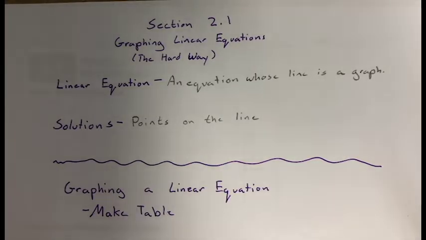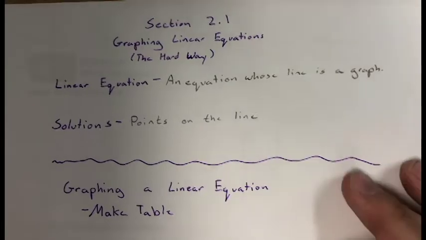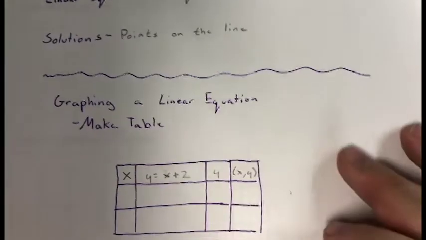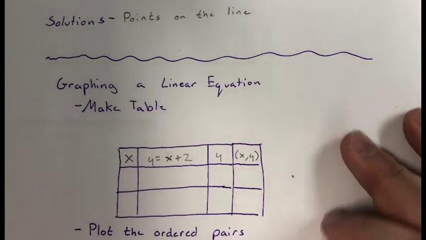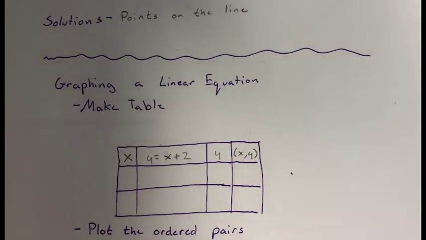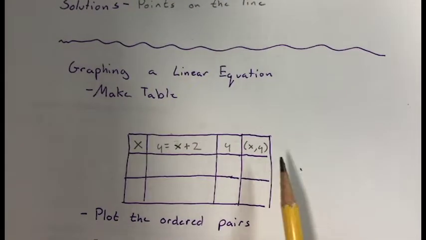The next one here is solutions. It's basically all the points of a line. So when you draw that line, all the different points that are on that line are what we call solutions. And I'll show you that again. So how do we go about doing this? All right, so we're going to do it the first way. We're going to graph a linear equation by making a table. So I've got a little table here.